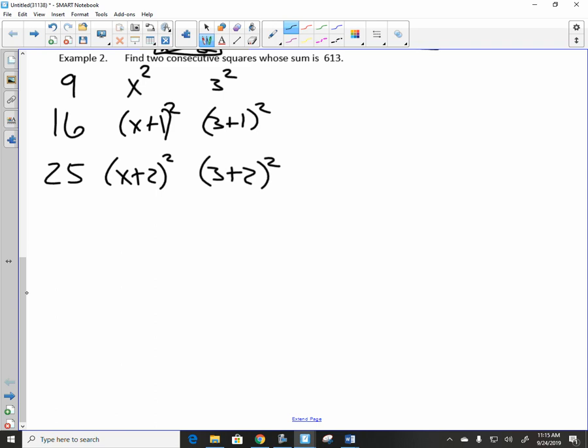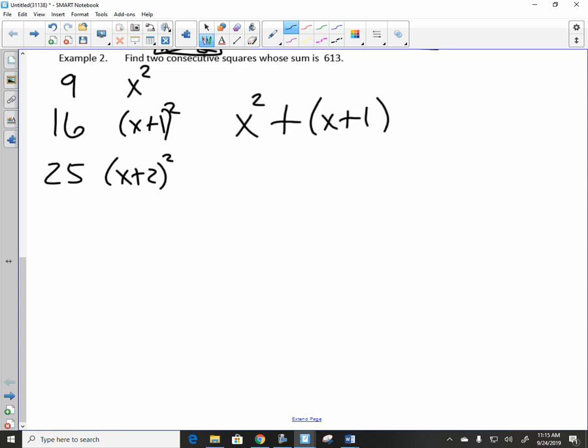So when it says find 2 consecutive squares whose sum is 613, the first square is x squared. The next square is x plus 1 quantity squared. And when you add those together, you get 613. That's an equation that models the problem.